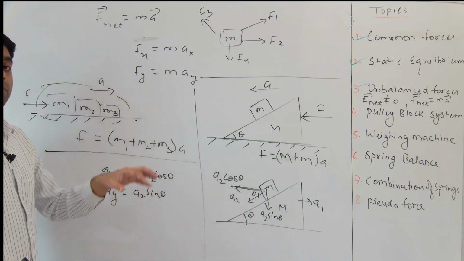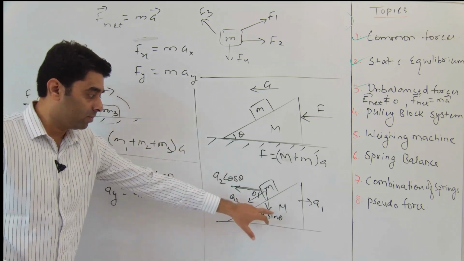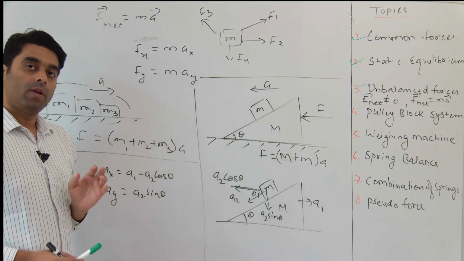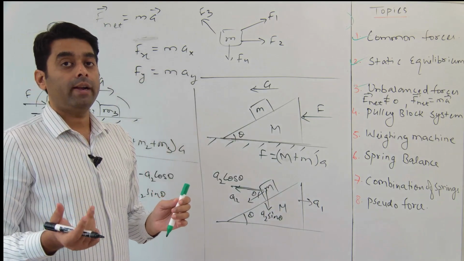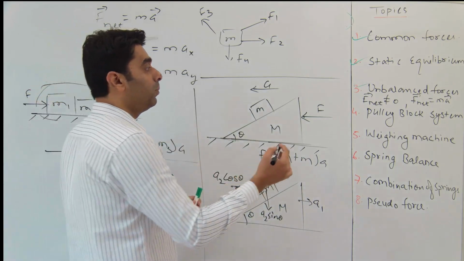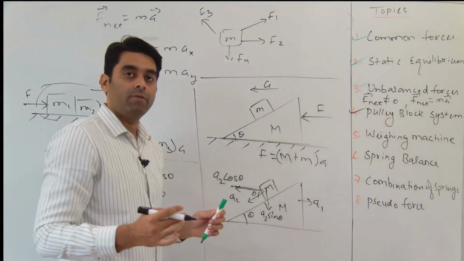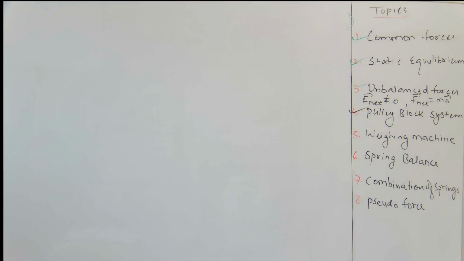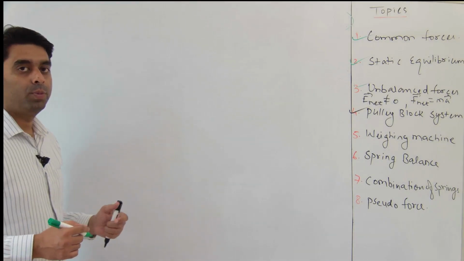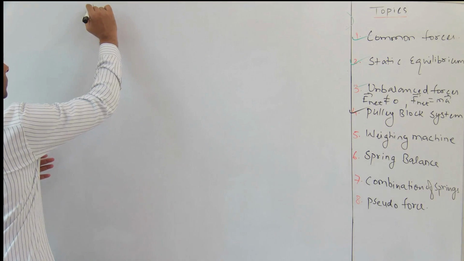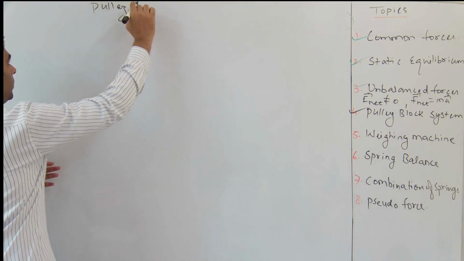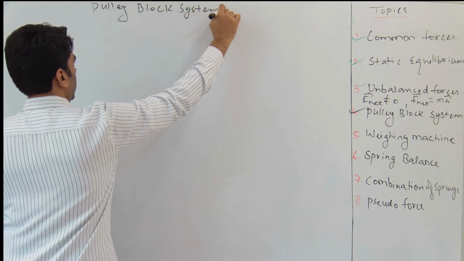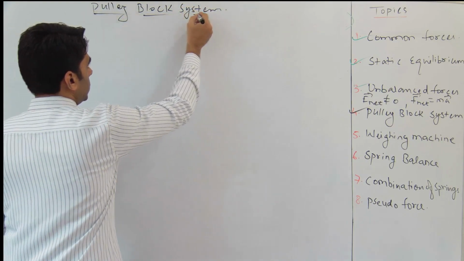We will use F equals ma on this wedge separately and on the block separately, in x and y direction, right? Fine. Let us move ahead and look at the application of F net equals ma on the pulley block system. Different cases we will take for the pulley block system, right? Okay, so let us look at the pulley block system. Now over here, first of all, let us look at the pulley.